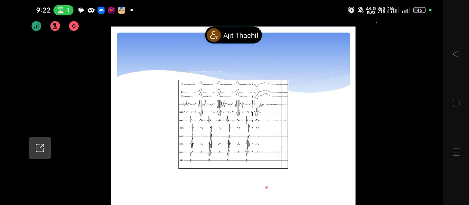Now let us go to this. What is happening here? Let's once again go step by step. Here is the His, and here is the His, and here is the His, and here is the His. So we have a premature ventricular complex which has fallen after the His is depolarized. And what has happened here? There is no atrial activation. The tachycardia has just stopped. You can see that after this premature ventricular complex, which has fallen just after the His, here is the His, the tachycardia has stopped. So what is happening?